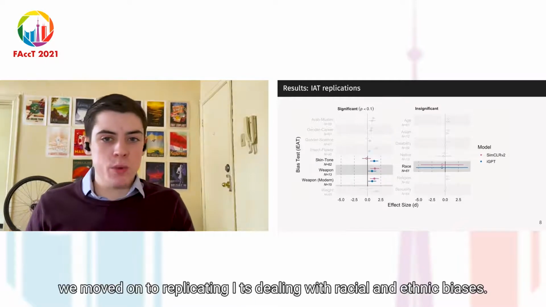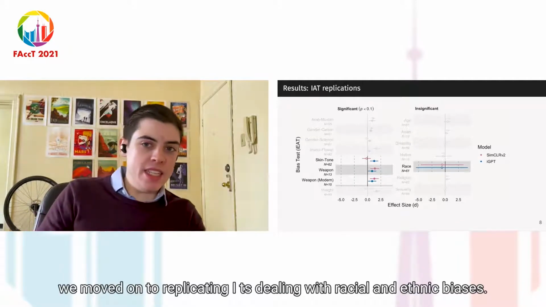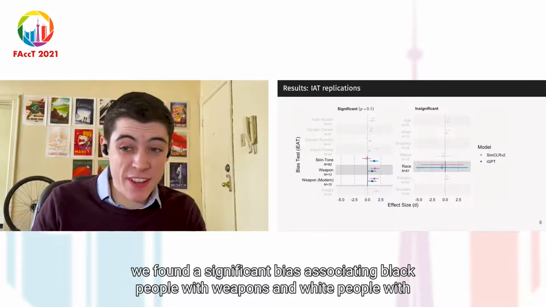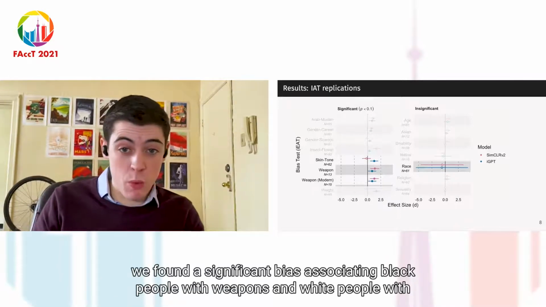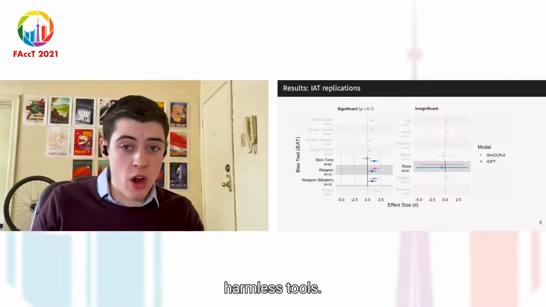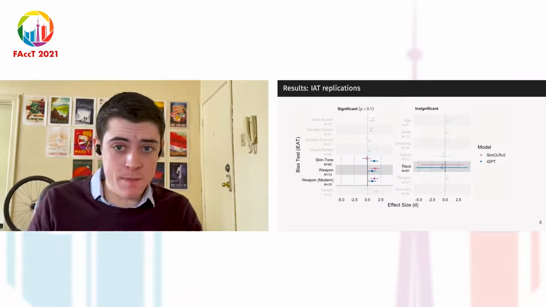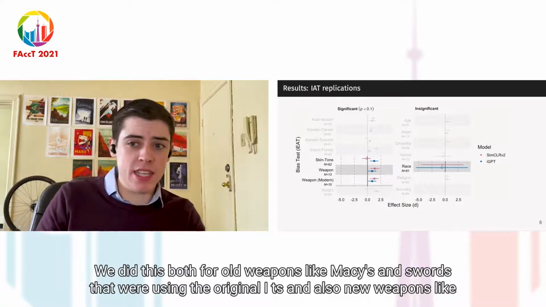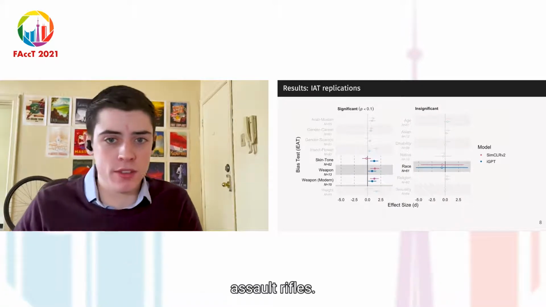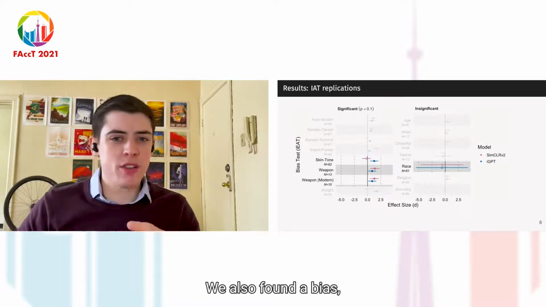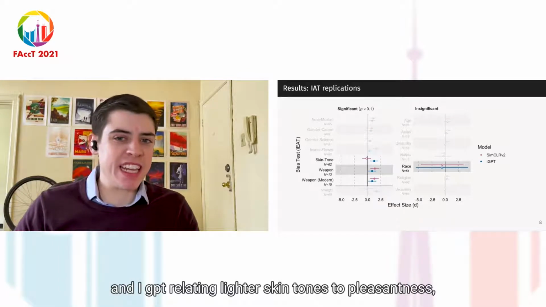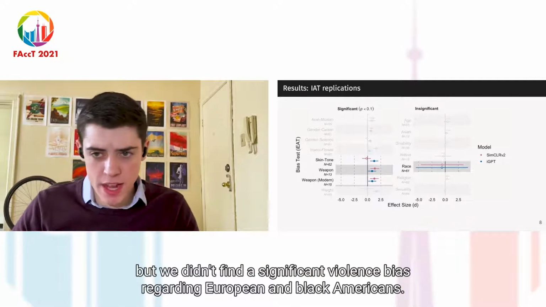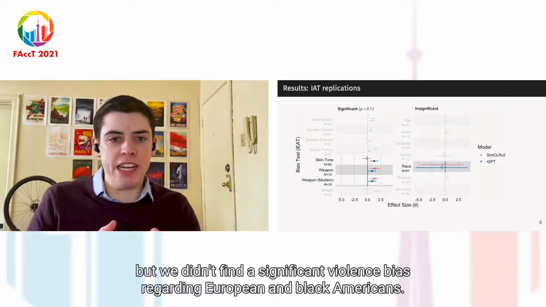So having done that, we moved on to replicating IATs dealing with racial and ethnic biases. And just like in humans, we found a significant bias associating Black people with weapons and white people with harmless tools. That's the weapon IAT. And we did this both for old weapons like maces and swords that were used in the original IATs and also new weapons like assault rifles. We also found a bias in iGPT relating lighter skin tones to pleasantness, but we didn't find a significant valence bias regarding European and Black Americans.